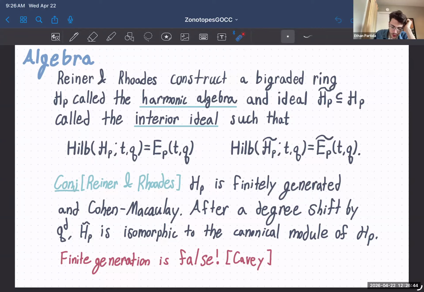And they conjecture that this algebra is a finitely generated Cohen-Macaulay algebra, and after a degree shift, this interior ideal is isomorphic to the canonical module. So this was the sort of theorem statement that was so nice for ordinary Ehrhart theory, which Stanley used to great effect. And this would be a great conjecture, but it turns out to be false in general. The finite generation fails. An example due to KV. And I'll try to tell you at least a little bit about that example and the construction of these gadgets now.